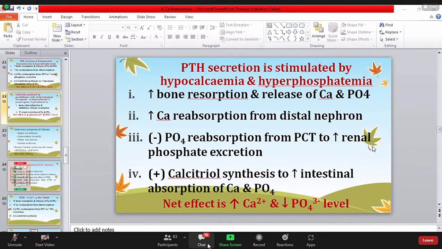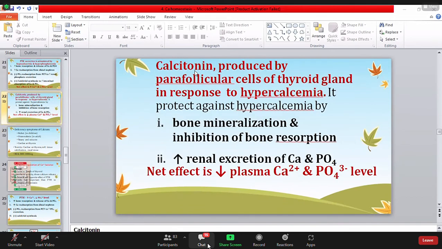Another hormone is calcitonin. Calcitonin is produced by parafollicular cells of the thyroid gland in response to hypercalcemia, and it protects against hypercalcemia by bone mineralization and inhibition of bone resorption, and it acts on kidney and increases renal excretion of calcium and phosphate. So the net effect is decreased plasma calcium and phosphate level.